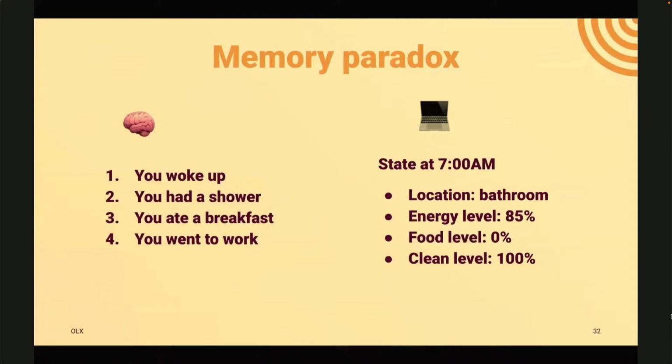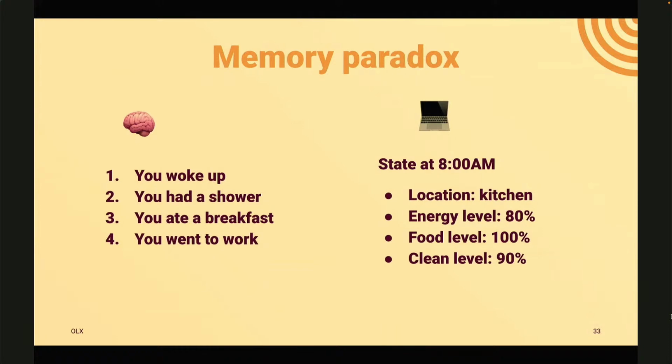And then at 7 a.m., we forget about the previous state. We change the state of the parameters, we override them. And then at 8 a.m., we are in the kitchen, we had breakfast, so our food level is changing to 100%. So the question is, why are we doing that, even though our brain works in a different way.